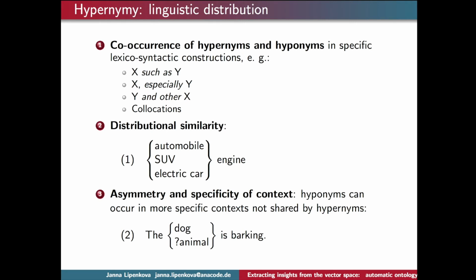And we do this by considering the specificity of the context in which hyponyms versus hypernyms occur. The observation that we make is that hyponyms can occur in more specific contexts that are not shared by their hypernyms. So we can say the dog is barking, but once we replace the dog with its hypernym, animal, then the animal is barking does not work anymore, because apparently every hyponym of animal has its own way of making sounds. That would be the hypernym in this case, basically for the verb.